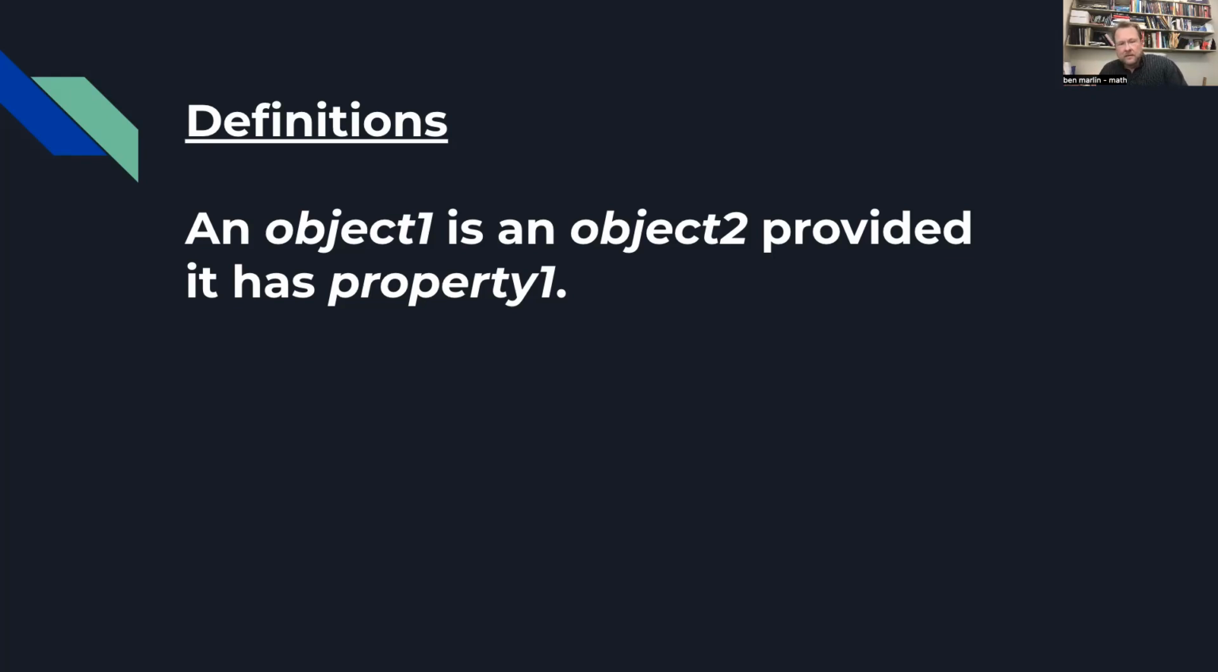Okay. So you can think of those as saying, if object 1 obeys property 1, then it is object 2. If an integer is a multiple of 2, then it is even. Okay, just rephrasing it in a different way.